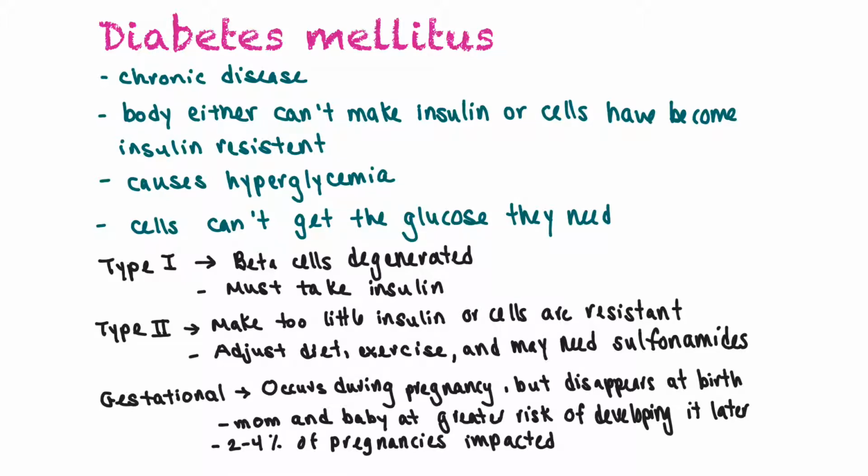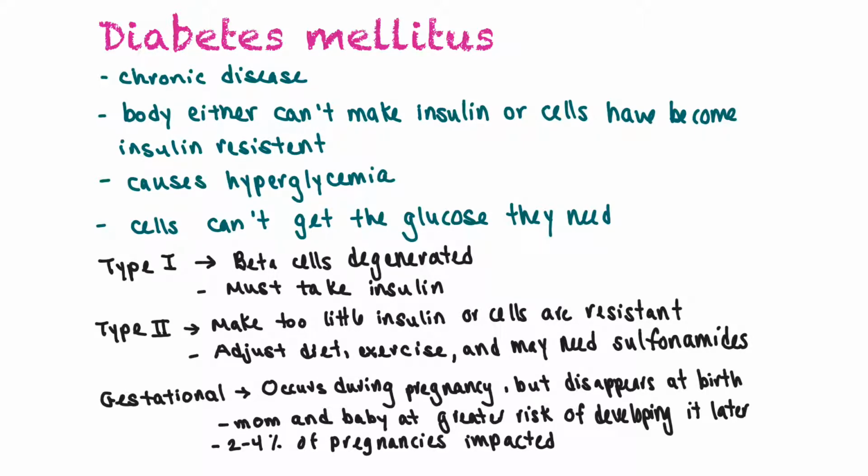The first type is type 1. And in this case, due to some autoimmune attack, the beta cells have degenerated. So now there aren't any beta cells. They can't produce insulin because they aren't there. And there is no insulin, so the person must take insulin for survival so that they can use the glucose that's entering their body.